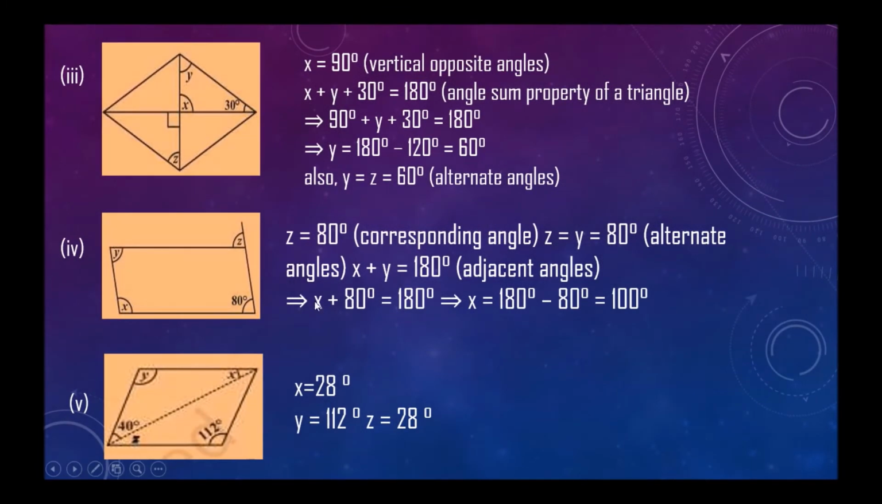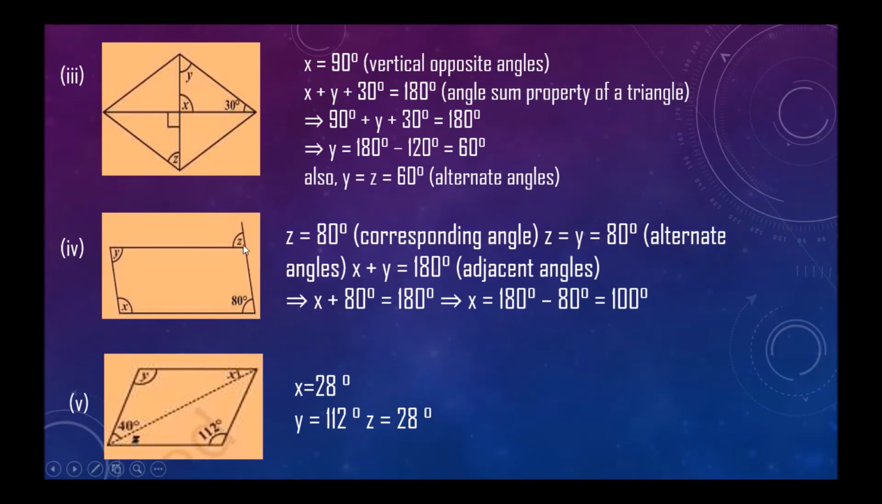Third, x equals 90 degrees, vertically opposite angles. x plus y plus 30 degrees equals 180 degrees, that is the angle sum property of a triangle. So y equals 60 degrees. So y equals z equals 60 degrees, alternate angles.